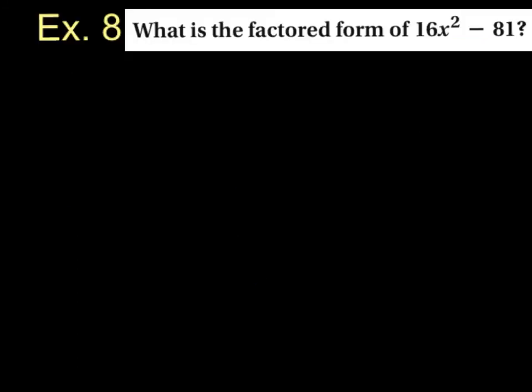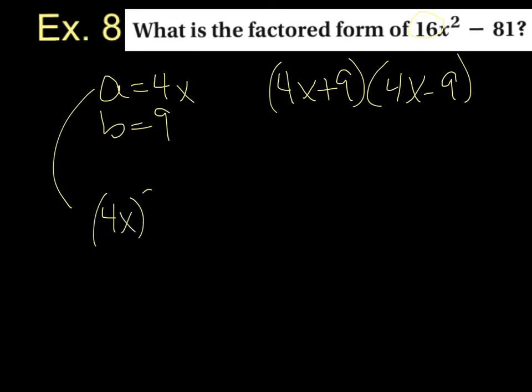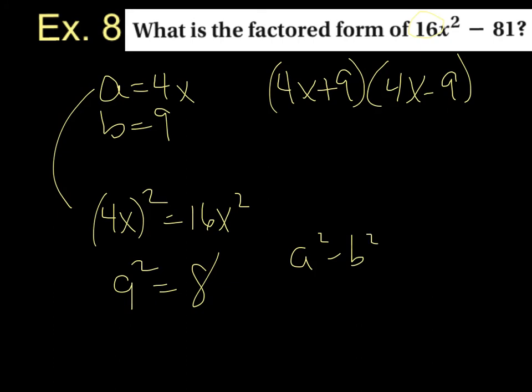How about example 8? Well, we've got the x squared. We've got a coefficient in front of the x squared, but notice that 16, that's also a perfect square. So here my a value would be 4x, and my b is going to be 9, which is the square root of the 81. So when I factor it out, I'm going to have 4x plus 9 and 4x minus 9. Because 4x, if I square it, gives me the 16x squared. And if I take the 9 and square it, that gives me the 81, which is my a squared minus b squared. So it still factors from that same pattern.